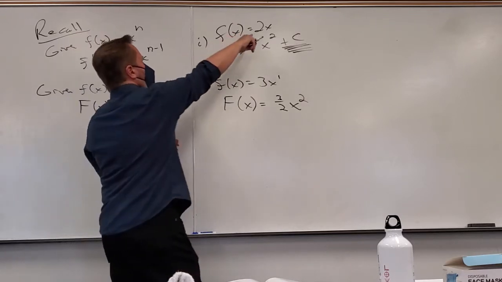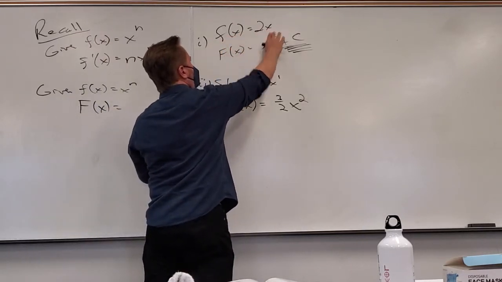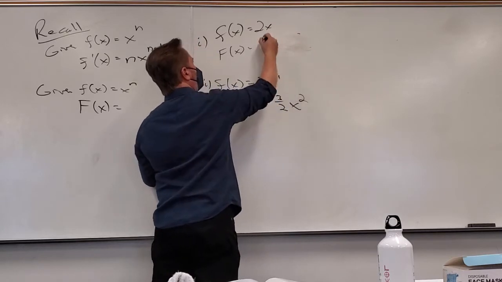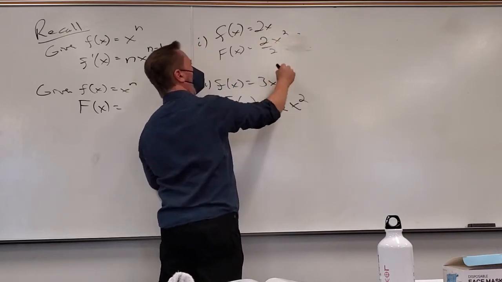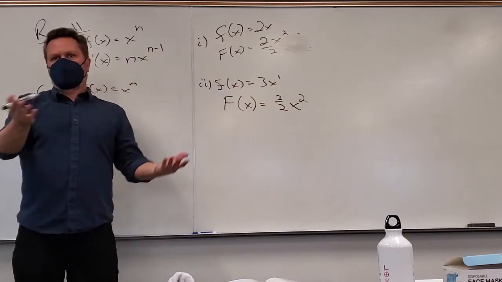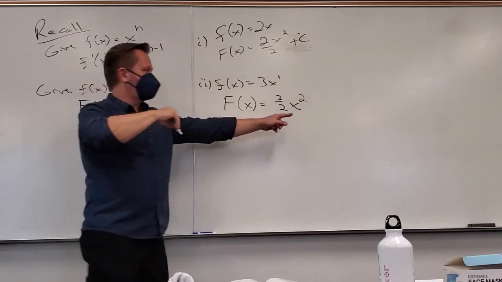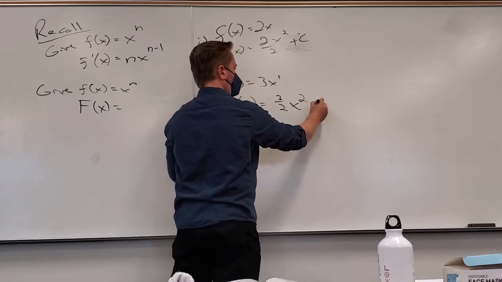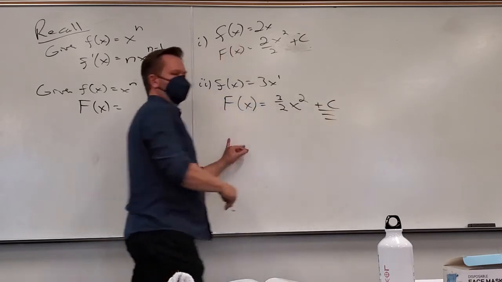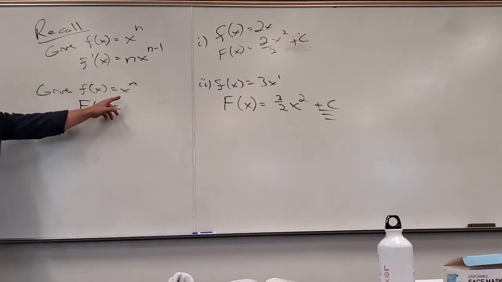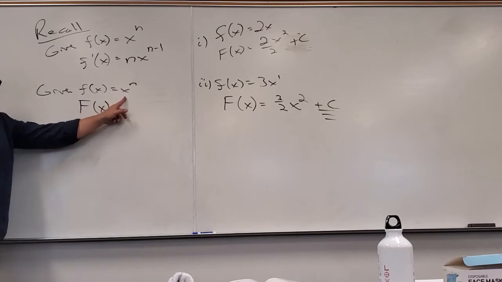In fact, if I apply that same thought process here, wouldn't this have been 2x squared over 2? And that's why it was just x squared. And of course, what I put there? So what is the general rule here? This is neat.